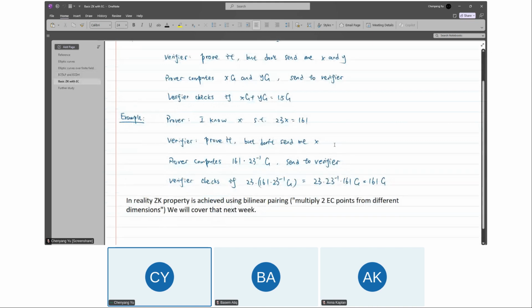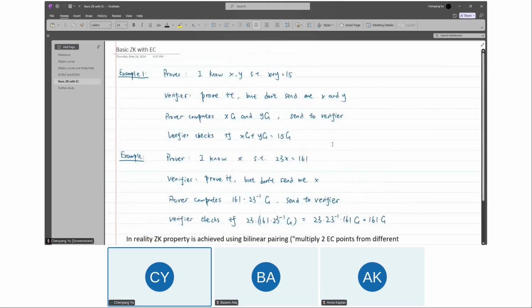So at the end of my talk today, this is the last page. This is very interesting. It's a motivational zk example. For example, I want to prove a really easy problem. The prover claims that I know x and y such that x plus y equals 15. This is just a toy example.